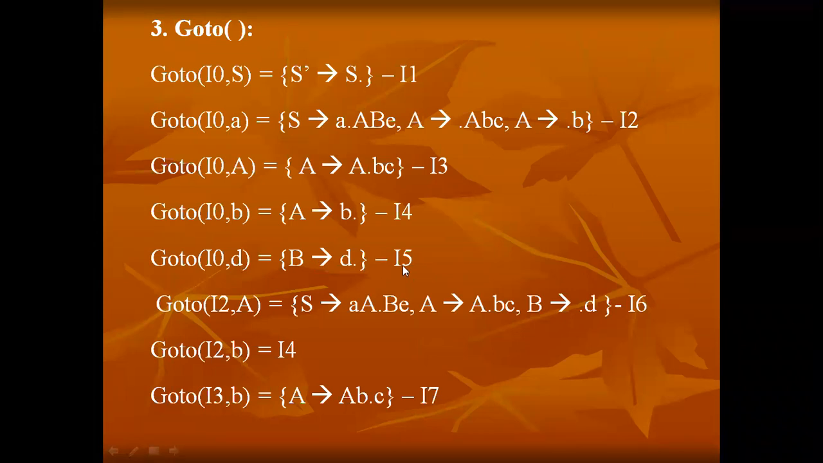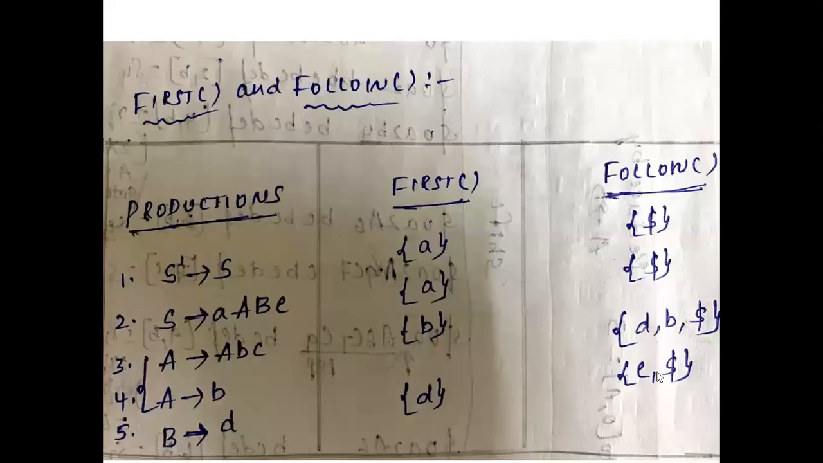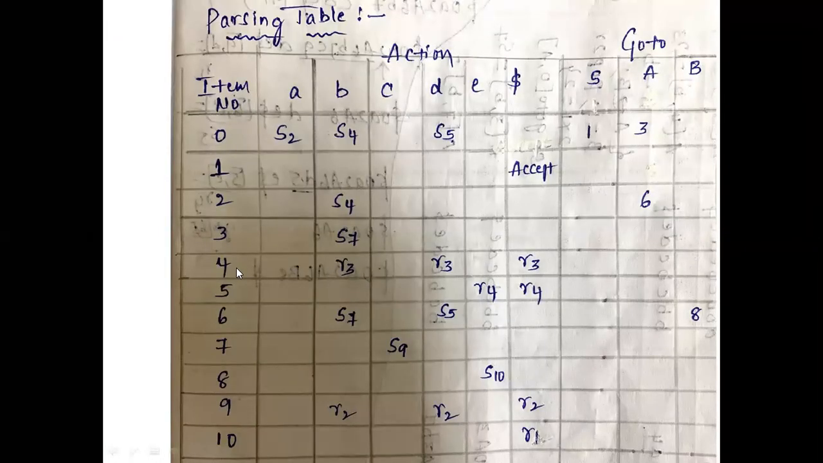So at item number 5, the rule is R4, and here the rule starts with B, right? So we need to consider what the follow of B is. The follow of B is E comma dollar. Go to item number 5, and from the grammar, which rule is it? R4, right? And the follow of B is E comma dollar. That means we are placing R4 and R4 here in these two entries.